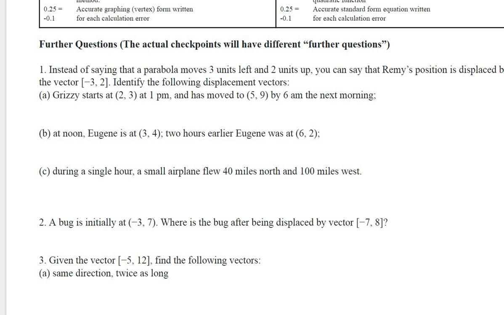Okay, further questions. Instead of saying that a problem moves 3 units left and 2 units up, you can say that the parabola's position is displayed by the vector 3, negative 2. Identify the following displacement vectors. Grizzy starts at 2, 3 at 1 p.m. and is moved to 5, 9 by 6 a.m.